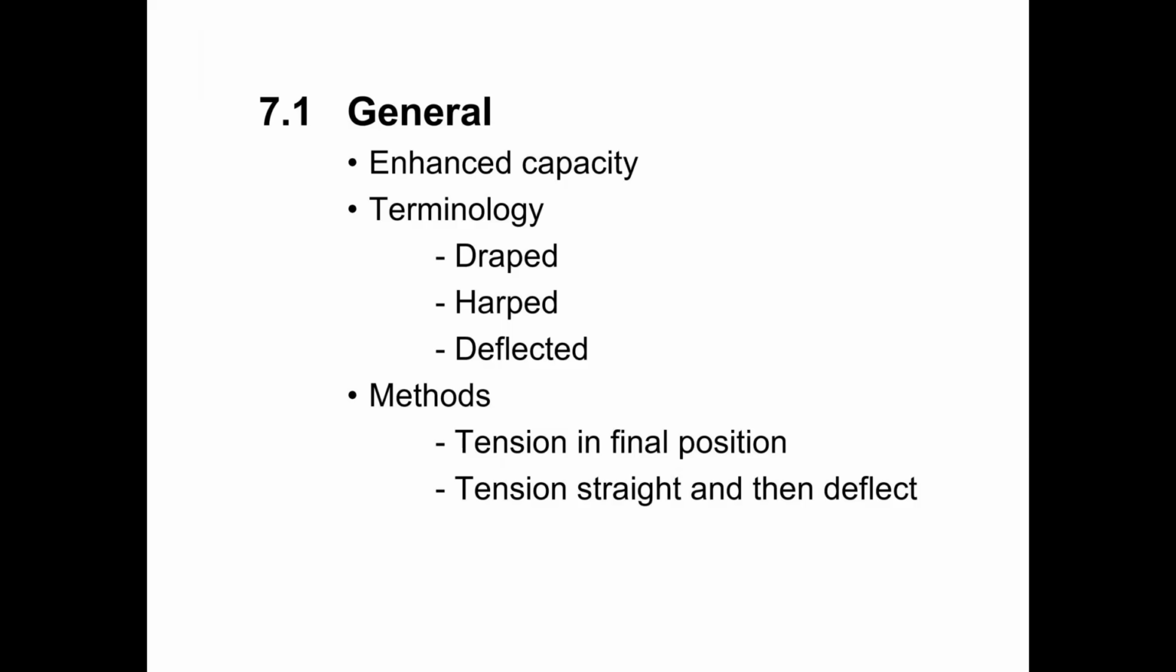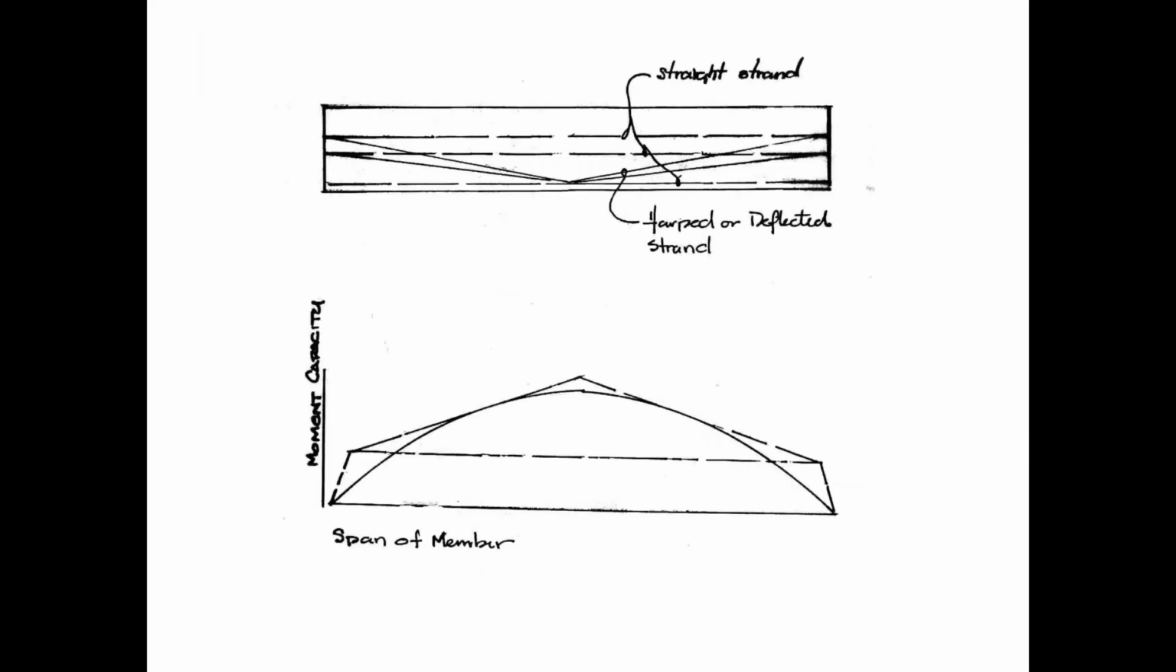So here is an example of how we get this enhanced capacity. In the upper part of this diagram, we're looking at the side view of a beam. So it would be supported on either end. And the dashed lines represent the straight strands. And then the solid lines represent those two upper strands being deflected or harped. So that's what that upper figure is showing us.